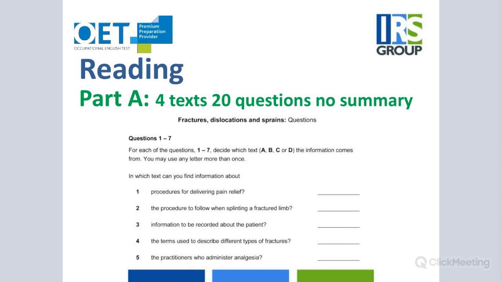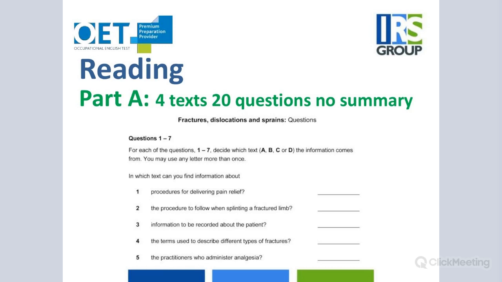From this, you need to quickly identify the content, the answers. For example, here it says questions 1 to 7: decide which text, A, B, C, or D. So basically, you'll have 4 texts, named A, B, C, and D. The information to these questions will be there in one of these texts. You need to identify which text the answer pertains to, and write the answer there.